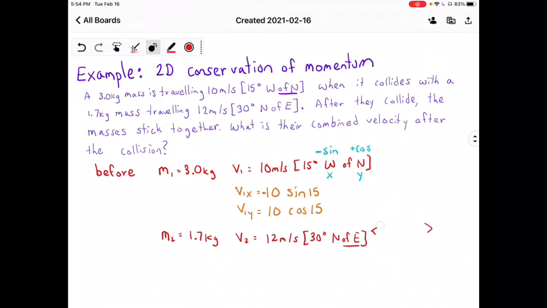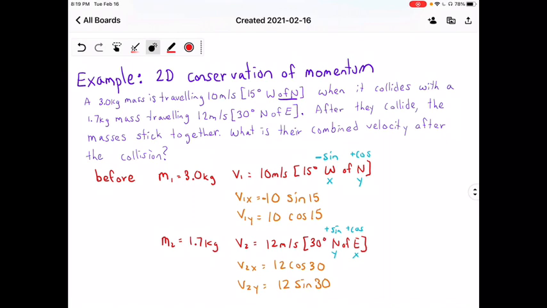But we can go back and use my trick to figure out who gets the sine and who gets the cos more easily, just by writing sine of cos above our directions. North is positive, so it's positive sine, and north is a y direction. And east is also positive, and it's an x direction. So that gives us that our y component uses sine, and our x component uses cos. So our components of v2 are v2x equals 12 cos 30, and v2y equals 12 sine 30.